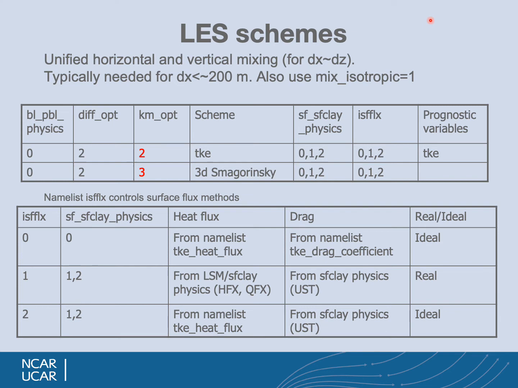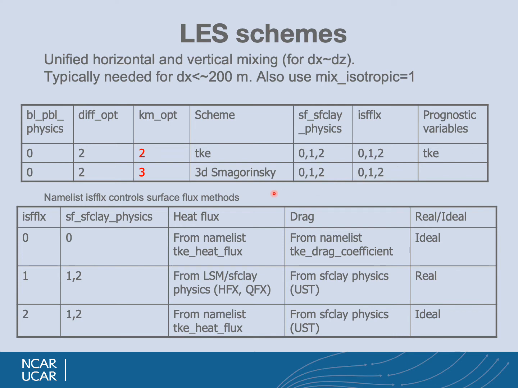There are several ways of running the LES scheme in WRF. Notice there's one option here called mix isotropic, which forces the horizontal and vertical length scales in the subgrid turbulence to be the same. If you don't do that, they'll depend on the respective grid sizes. The first choice you have with LES is whether to use a TKE or 3D Smagorinsky option. So for that, the difference is KMopt. You would use diffopt equals 2 and KMopt equals 2 or 3, 2 for the TKE and 3 for the Smagorinsky. When you turn on the TKE option, you have the extra prognostic variable, which is TKE.